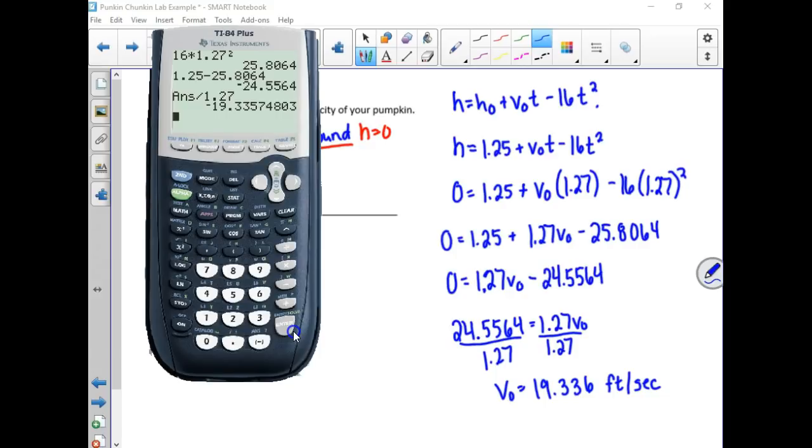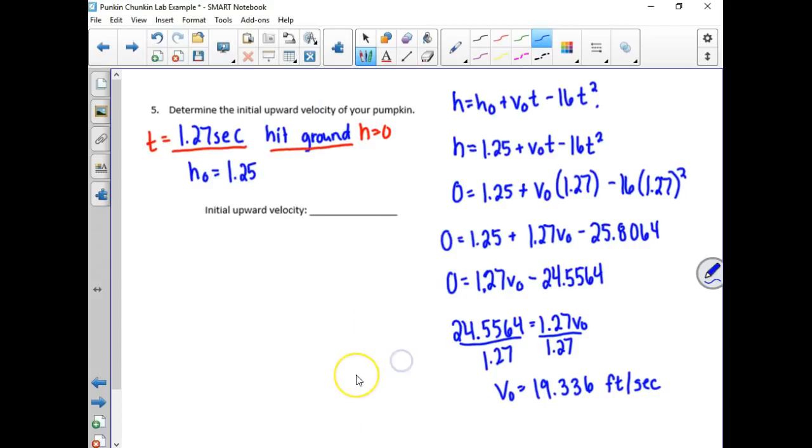Okay, don't round it off too much there. Keep at least 3 places. If you keep more, that's okay. So, that initial upward velocity here is 19.336 feet per second. Make sure you put units with your answers. I will count off if you don't have those units.